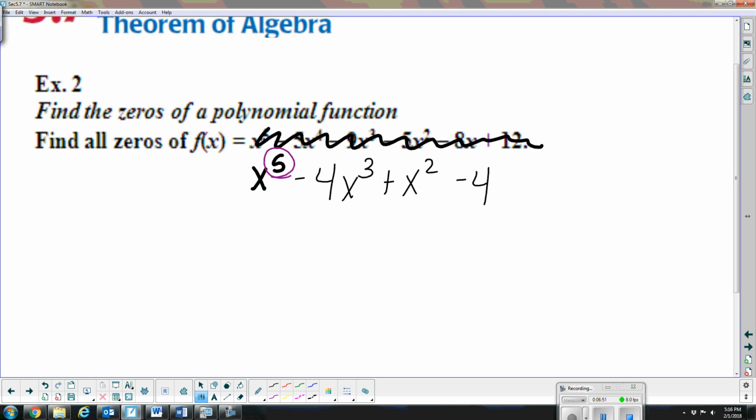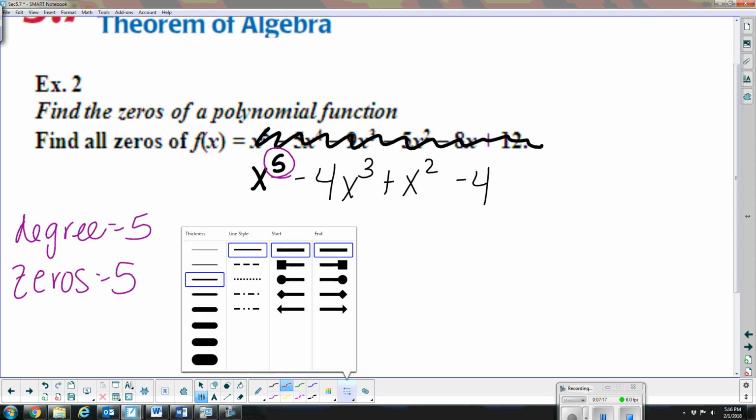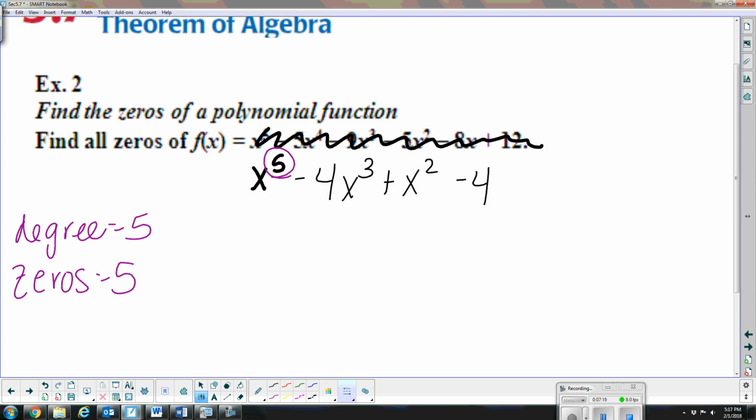Well, my degree is 5. So I know I'm going to have at least 5 zeros. Well, I'm going to have exactly 5 zeros. Now, some of them might be repeating, some of them might be irrational, but there are going to be 5 of them. So in order to find these zeros, I'm going to use synthetic division. I'm going to factor this polynomial function.